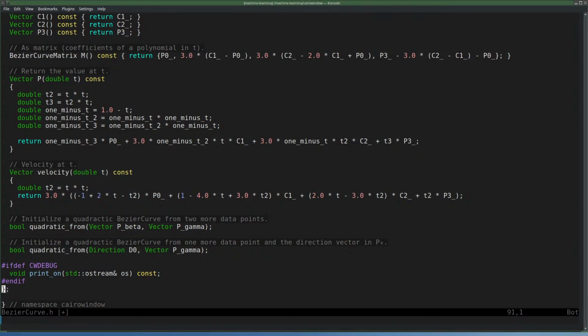The feeling is I didn't do much, although I started late already, but still. Initialize quadratic Bezier curve from one of our data points. What else do I need? We need to actually be able to plot it, of course, although that's maybe then a derived class.